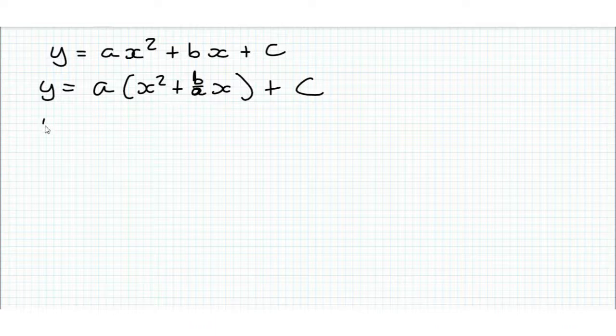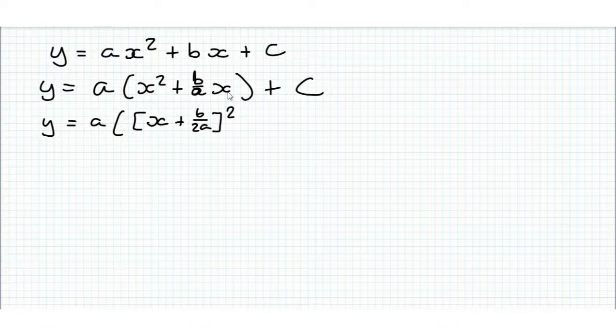Now we're going to do something to this in the brackets. We're going to, in square brackets, write x, and then we're going to halve this coefficient, plus b over 2a, squared. Now you can see squaring this gives us x squared plus b over a x, but then it also gives us plus b squared over 4a squared, which is not in this original equation, so we have to subtract that off so that this remains true.